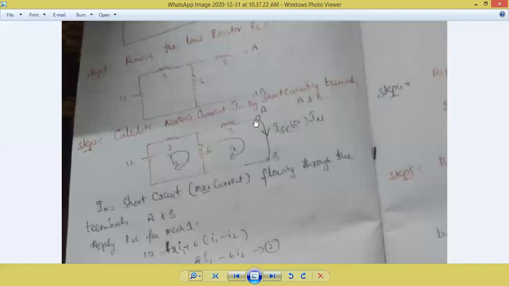Right. Now you see, in that exam, questions will be like this. What is the formula for Thevenin's voltage and what is the formula for Norton's current? Norton's current formula, come on, tell me.